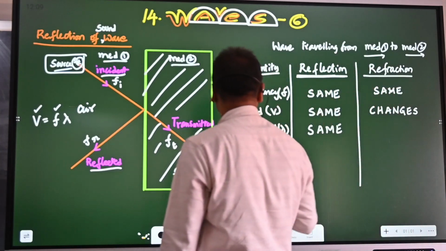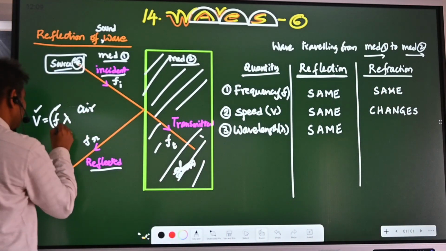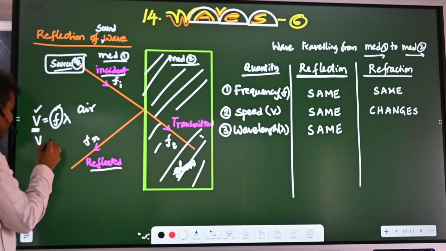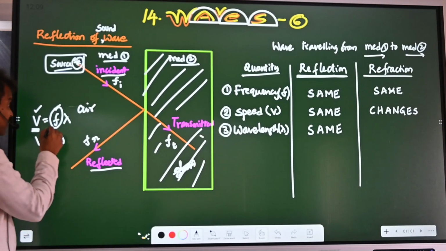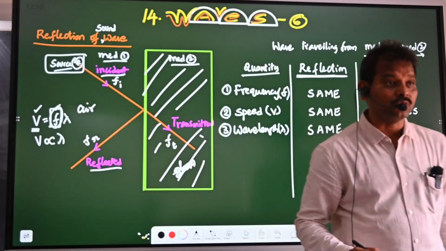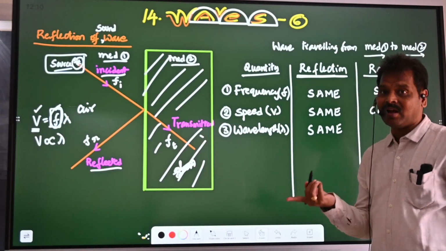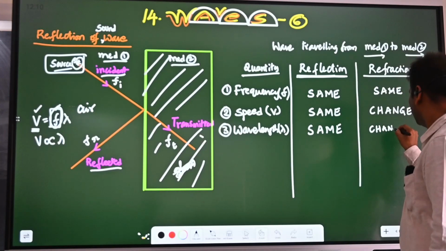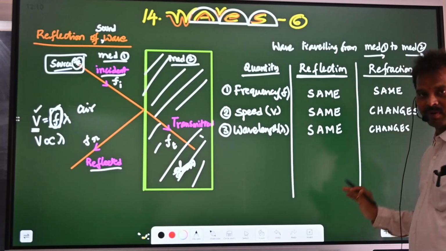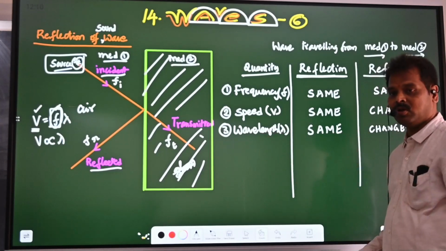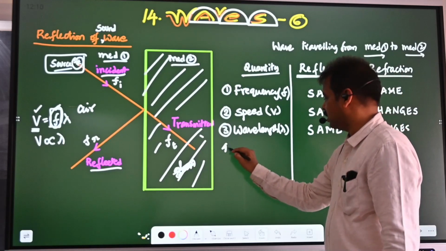What about this one? Here the frequency is constant as the speed is changed. So can I say V is directly proportional to lambda? Because it is a constant. So what we can write here? What happens to the wavelength of the transmitted wave? Changes. Increases or decreases we will see later. But first of all, we should know what are the quantities that are changing and what are the quantities that remain constant.